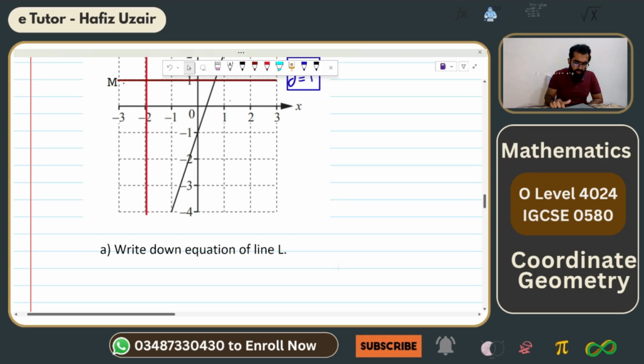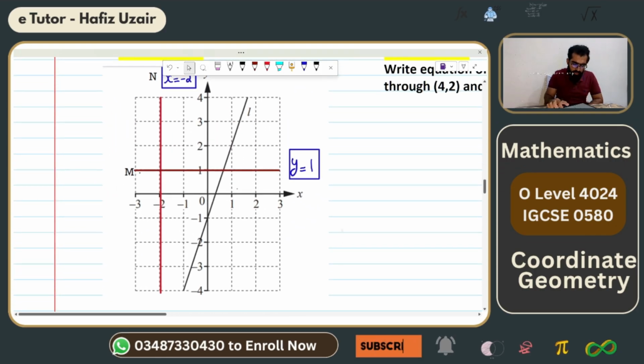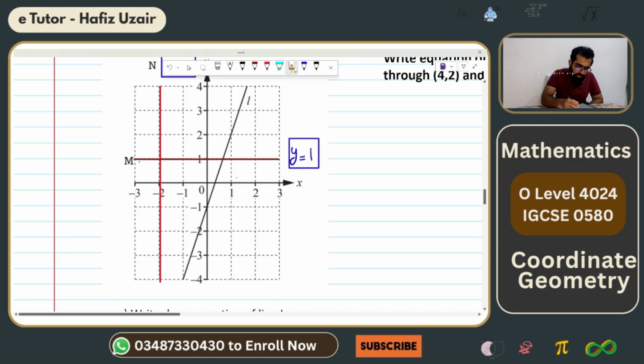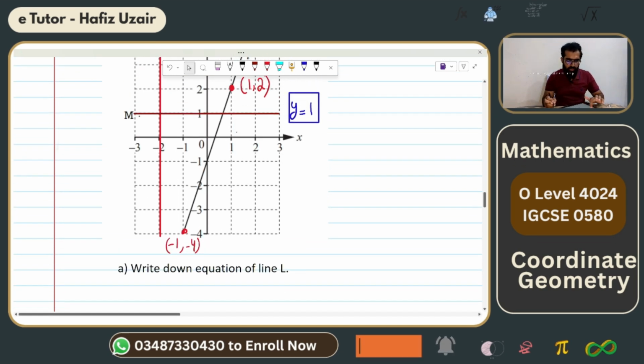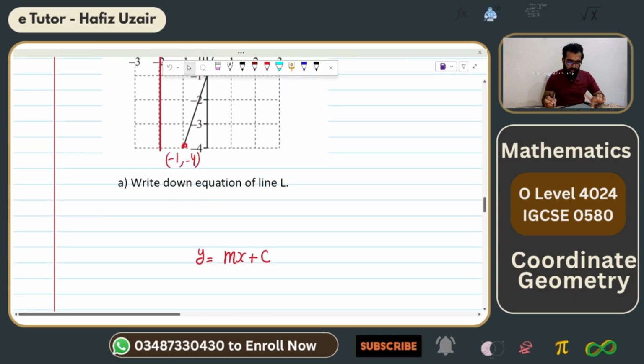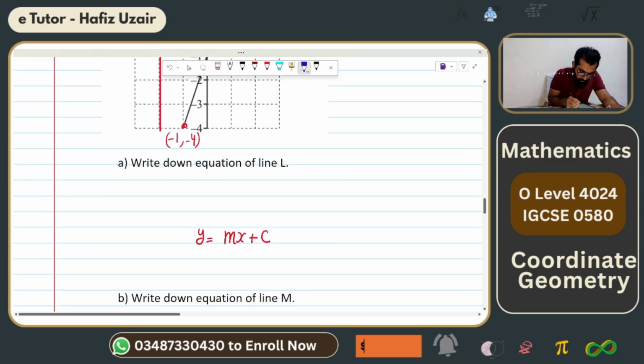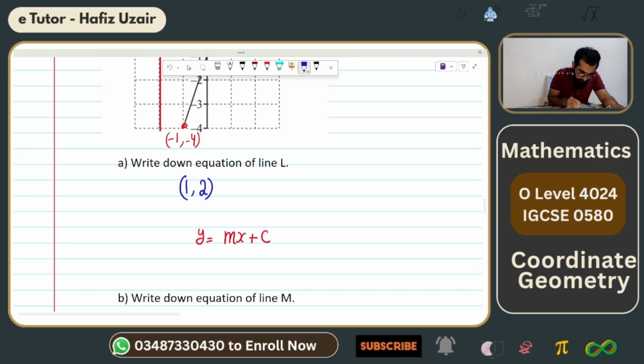Now, how do you find the gradient of this line? To find the gradient, you need to choose any 2 points on this line. I'm choosing this point and this point. Now write the coordinates of these 2 points. The coordinate of this point is (1, 2), and the coordinate of this point is (-1, -4). Let's write these coordinates over here: (1, 2) and (-1, -4). You can choose any 2 points on the line.